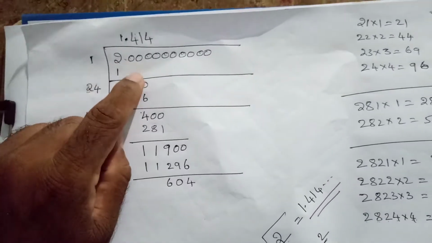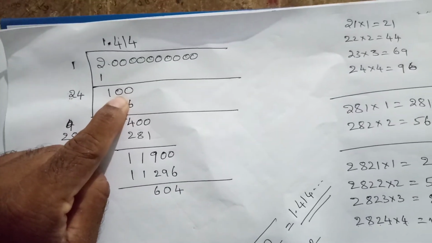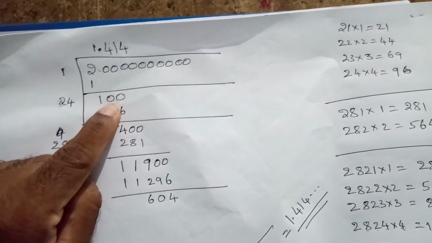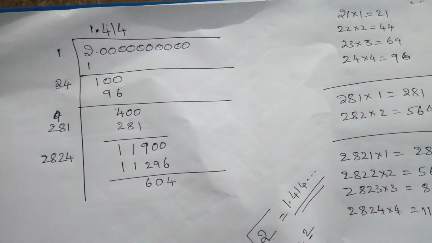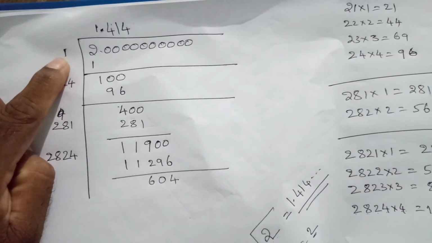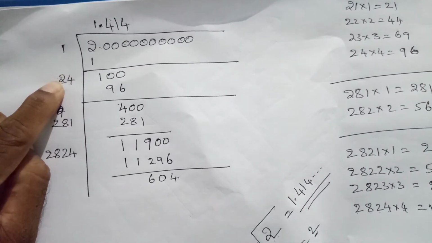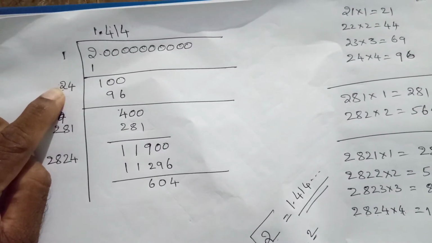Now here you have to drop down 2 zeros. Then here you have already written 1. How many times does 1 go into 2? That is 1 time. So 1 is 1. You have written the quotient here. Now this is the one which should be doubled, that is 2.